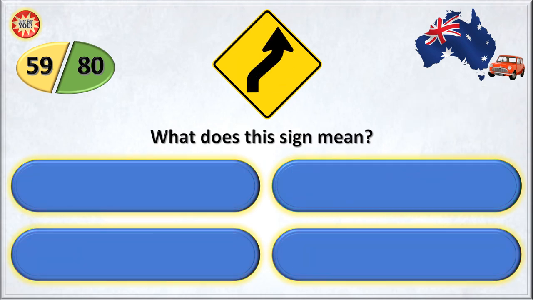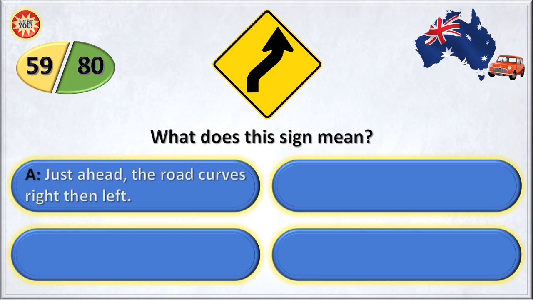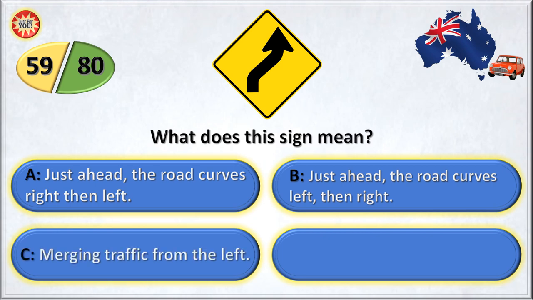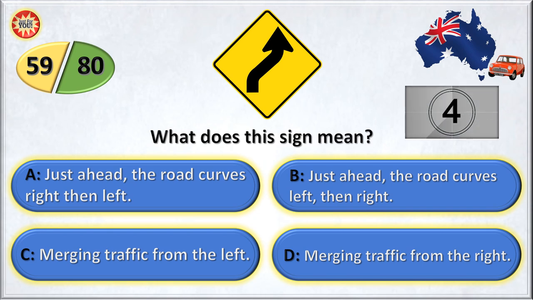What does this sign mean? Just ahead, the road curves right then left. Just ahead, the road curves left, then right. Merging traffic from the left. Merging traffic from the right. Just ahead, the road curves right then left.